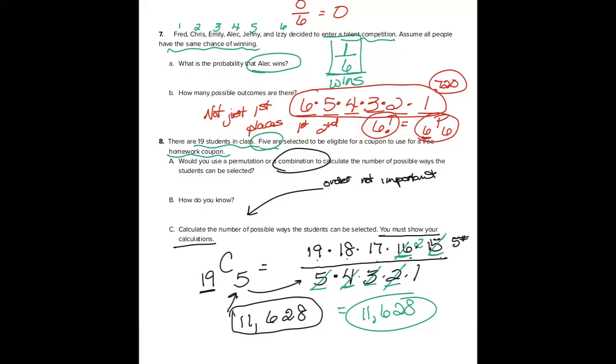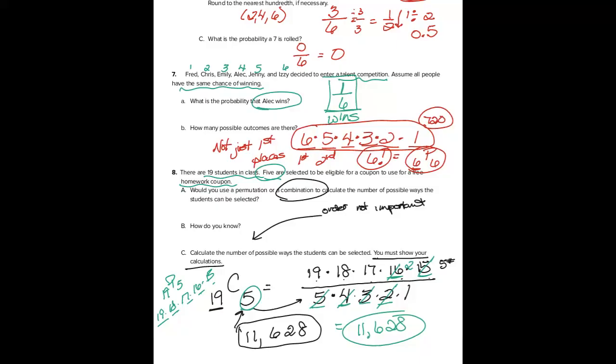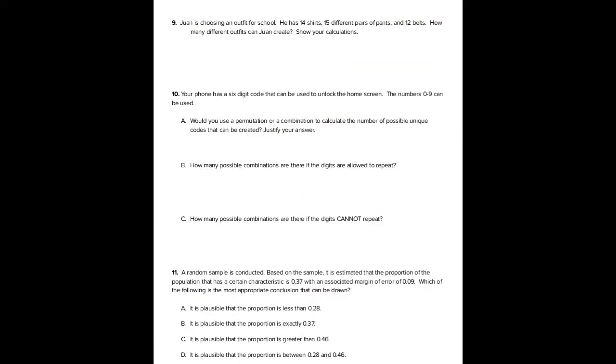If it were a permutation, like above, if it's 19 permutation of 5, then it's just the numerator, which is 19 times 18 times 17 times 16 times 15, where order is important. With a combination, you divide by whatever that number is that comes second by its factorial. All right. You guys with me at all still?